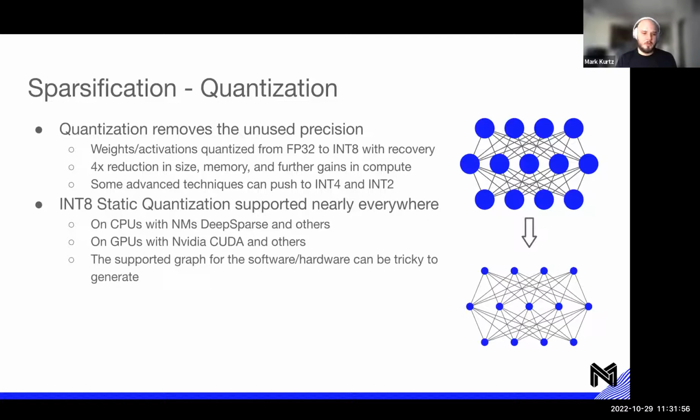One note is that the supported graph for the software and hardware can be tricky to generate. All these engines are very specific to a certain graph for the model. And when I mean graph, I mean whenever we export this, right? So this is the graph that we're looking at. And whenever we quantize this, there are different operators that can get injected to be able to do that. And TensorRT has their own graph language.